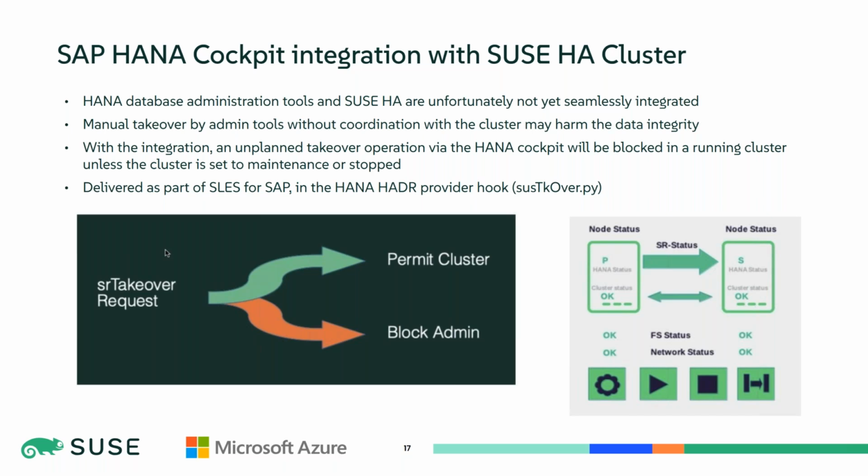As a best practice, we recommend that you configure a hook that's provided as part of SLES for SAP. Once you configure that hook, any manual takeover that's triggered in the cockpit would be blocked. That's for better integrity during the operations, to avoid any possible disruption. So this is not mandatory, but I would say this is highly recommended if you are running such a combination.